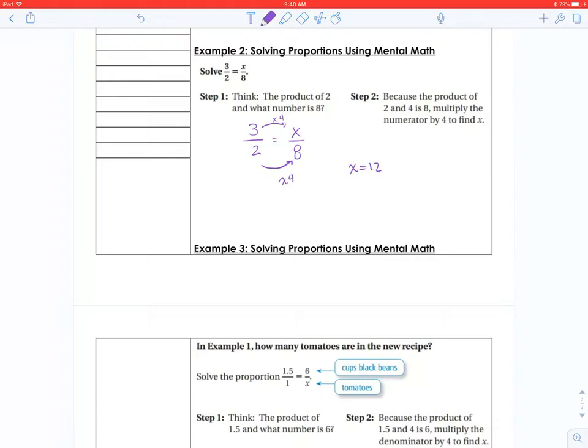So very straightforward. So when you get problems like this that are simple enough, you don't have to necessarily do the cross products. You don't have to do 2 times x is equal to 24 and then divide by 2 and get that x is equal to 12. If you can do it mentally, then I definitely encourage you to do it mentally.